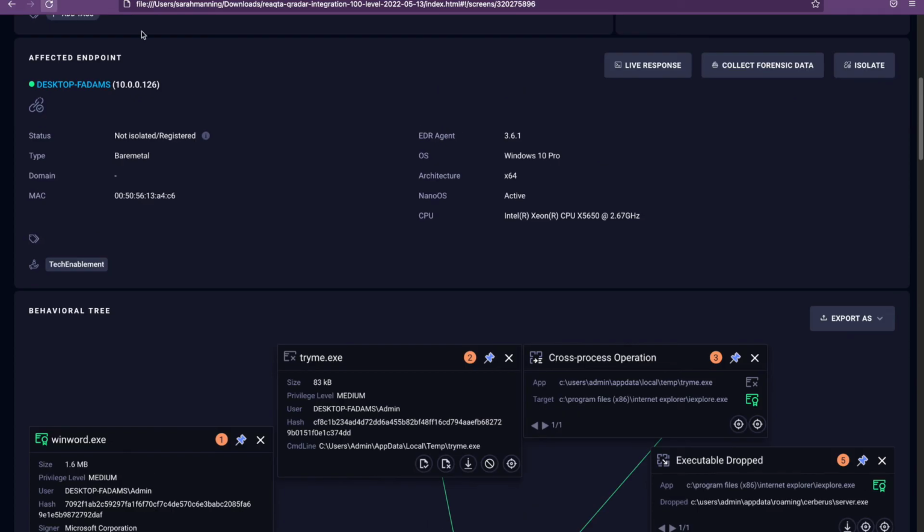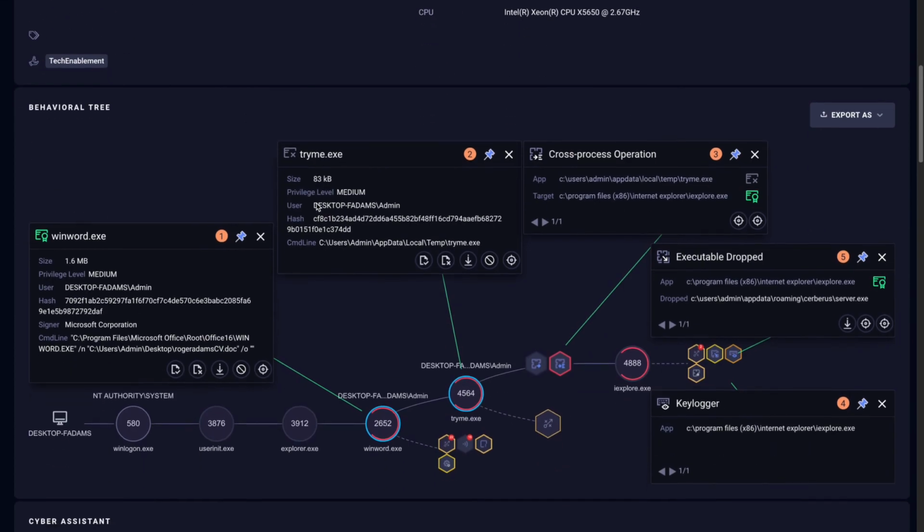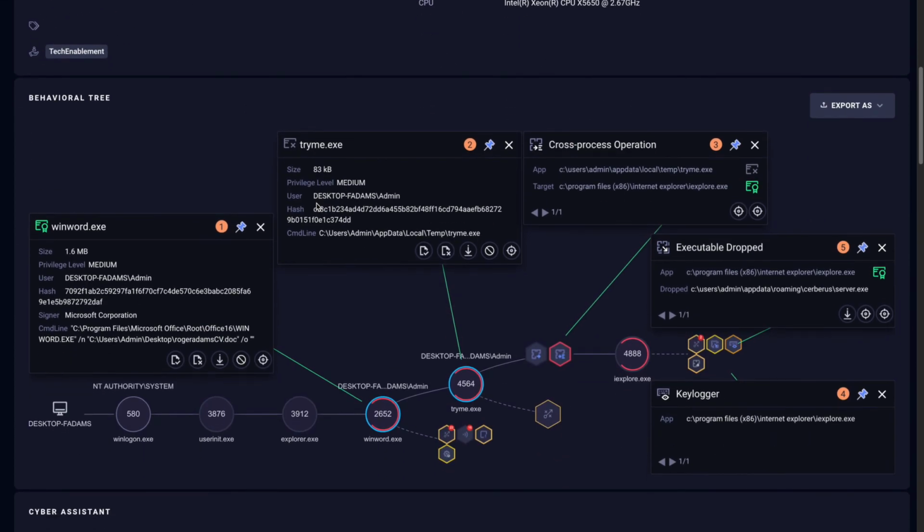Again, user F Adams. So now what really makes ReaQta special is the behavioral tree. And what the behavioral tree essentially does for us is it gives us a comprehensive way to view the attack chain from a very easy standpoint. We have all of the relevant information right in front of our eyes of all of the different processes, behaviors that have been correlated to this offense, and how to react to deem this malicious based on the behavior.